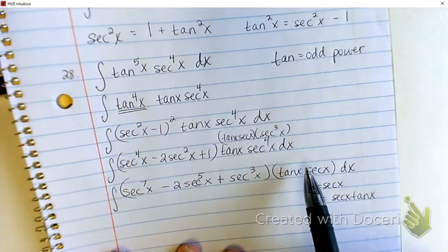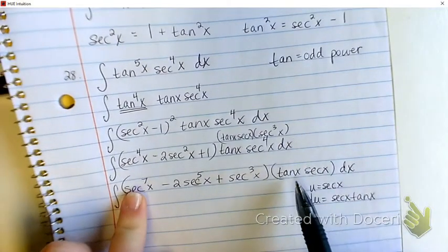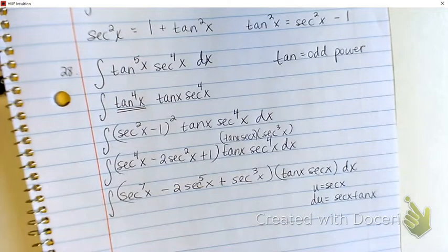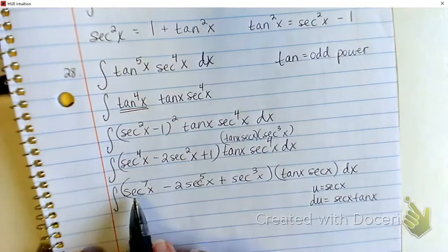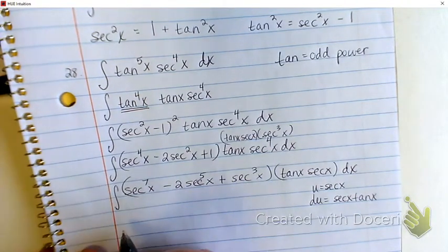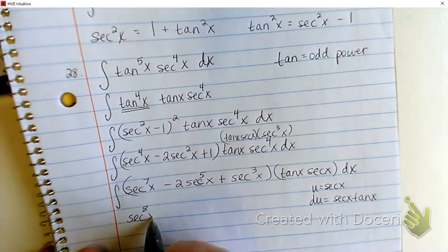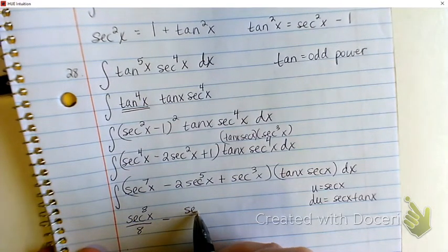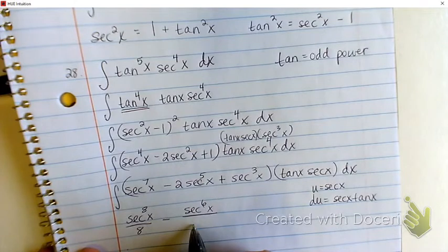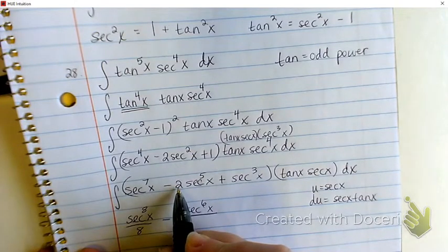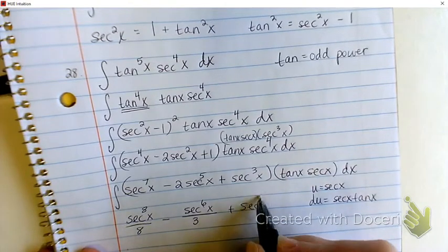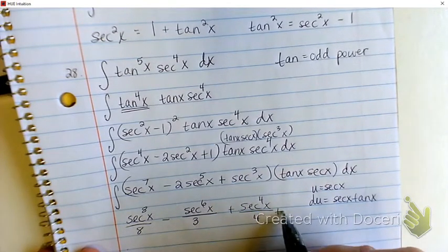Now, you can multiply it all out and have secant to the 7th times tangent secant, and that times tangent secant. Or you could just think about the fact that that's multiplied by all of them, so it's du on all of them. So really these are all just u to the powers. So this would be secant to the 8th of x over 8 minus secant to the 6th of x over 6 times the 2, which is 3. And then secant to the 4th of x over 4, and then that's our answer.